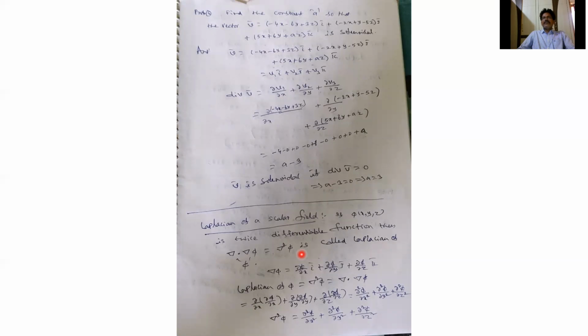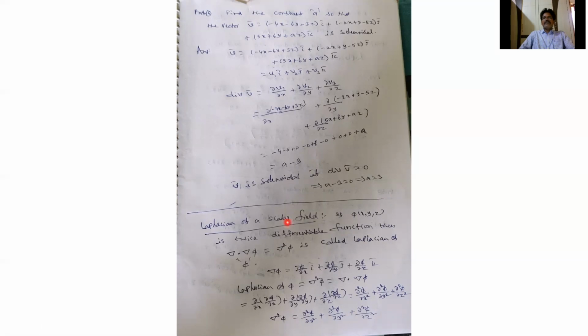And also Laplacian of a scalar field: if phi(x, y, z) is a twice differentiable function, then del dot del phi equals del square phi. This is called the Laplacian of the scalar field phi. Therefore del dot del phi equals del square phi, which equals dou square phi by dou x square plus dou square phi by dou y square plus dou square phi by dou z square.